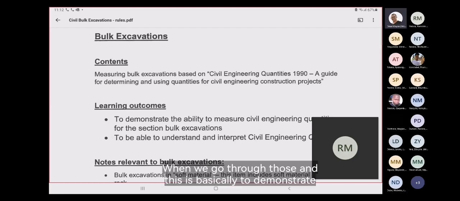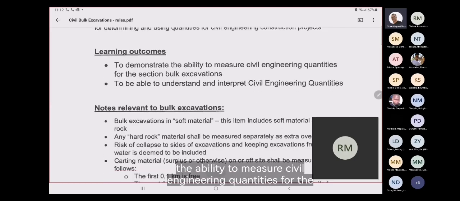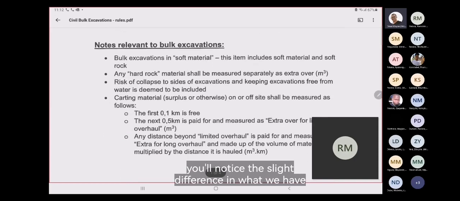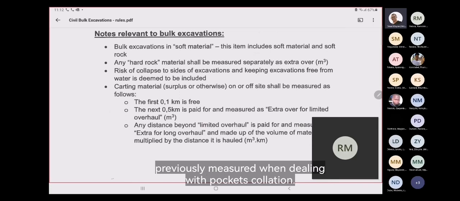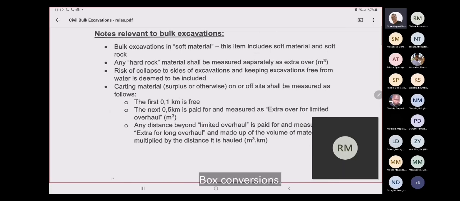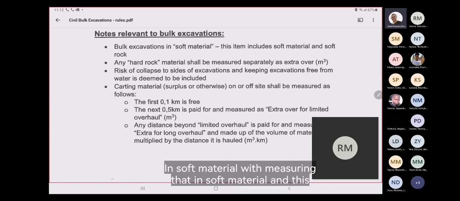When we go through those, this is basically to demonstrate the ability to measure civil engineering quantities for the section bulk excavations, and to be able to understand and interpret civil engineering quantities. Now you'll notice the slight difference in what we have previously measured when dealing with bulk excavations. Bulk excavations in soft material, we're measuring that in soft material, and this item includes soft material and soft rock. And any material in hard rock shall be measured separately as extra over and will be measured in meters cubed. Now here's the important thing.